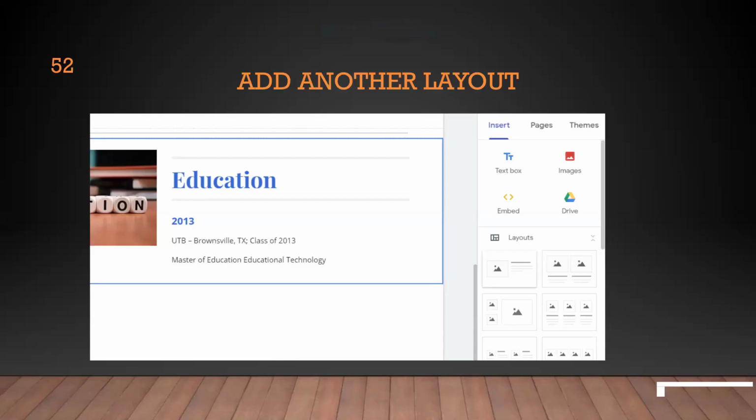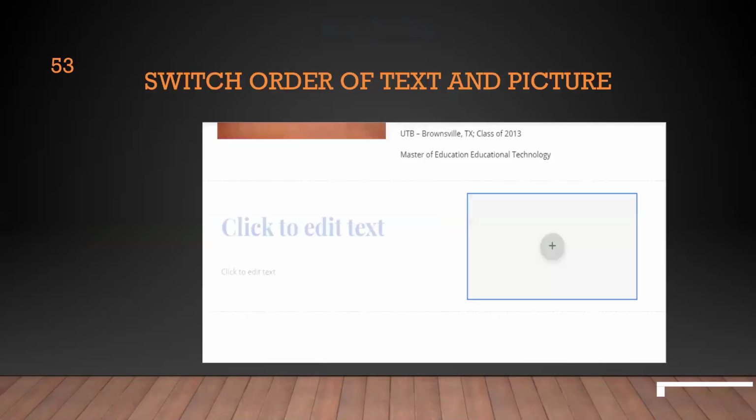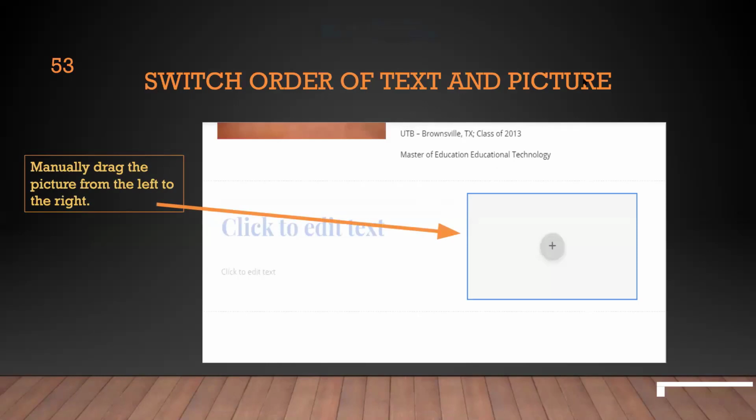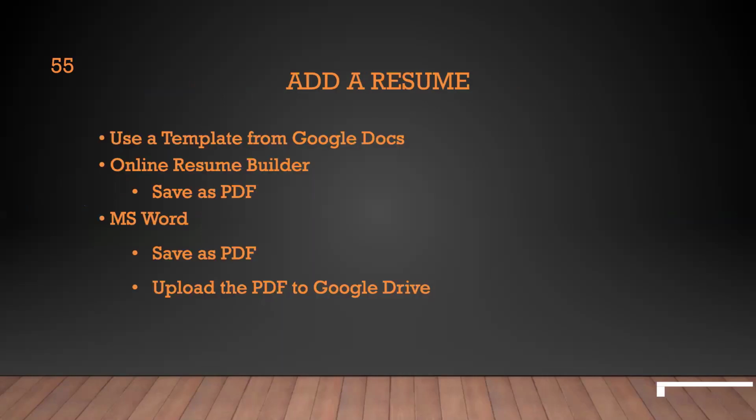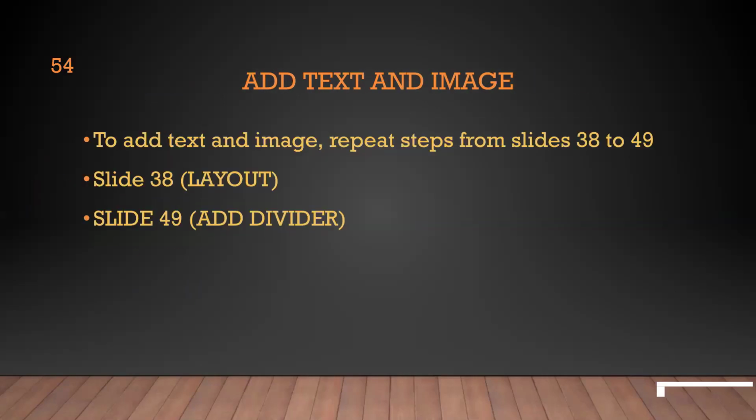Okay, so here, let me see where I stop. You add another layout, okay? So this is below education, okay? And here, what we want to do, we want to create a pattern. When you add the first layout, like you did up here, the picture is going to be on the left. What we want to do is we want to move it to the right. And all we have to do is just click on it and then drag it to the right. It is just to create a pattern. And I'm gonna go ahead and show you that. I think I went too fast.